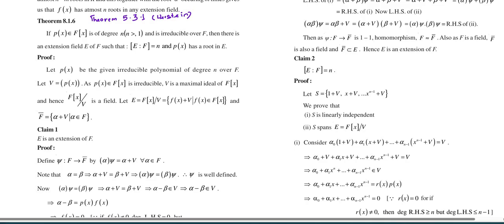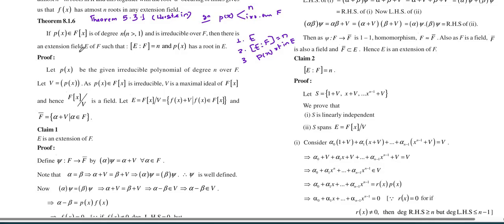So in this case, we are given p(x) of degree n, and it is irreducible over F. This is given. Now what we need to prove is three things that we need to establish. First, there is an extension field E, and then the degree of E over F is n. And finally, this p(x) has a root in E. So these three things we need to establish, given p(x) of degree n that is irreducible over F.